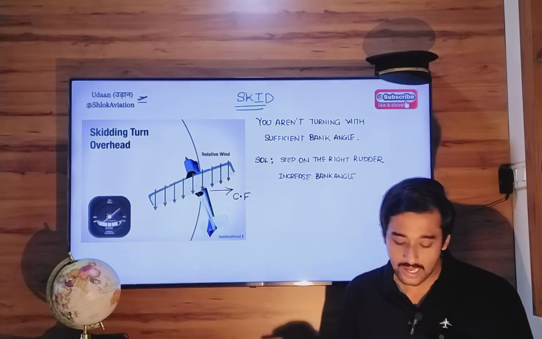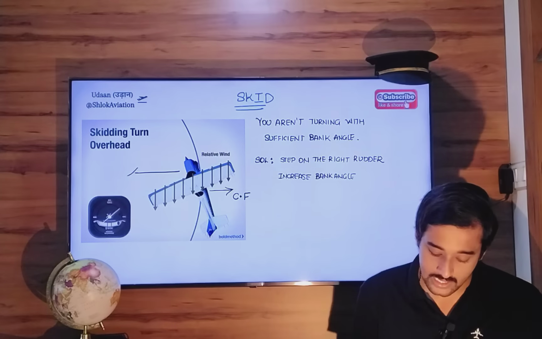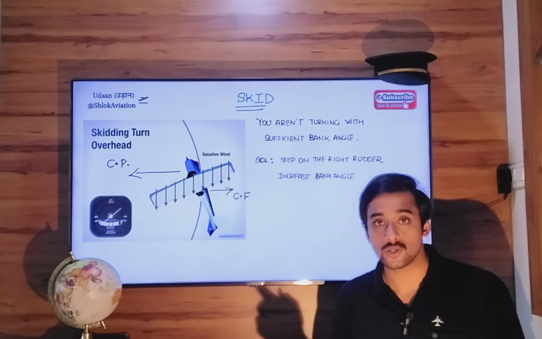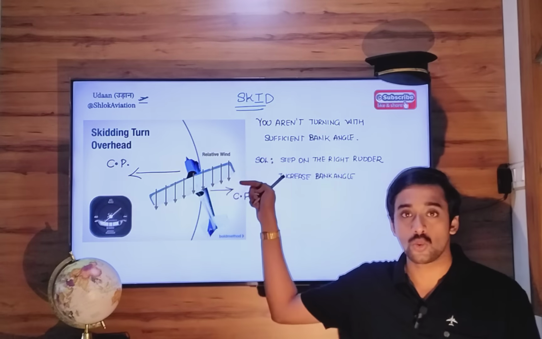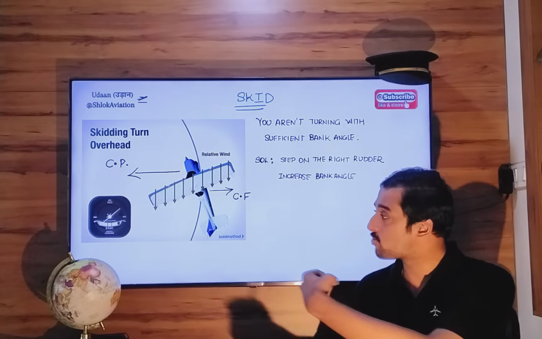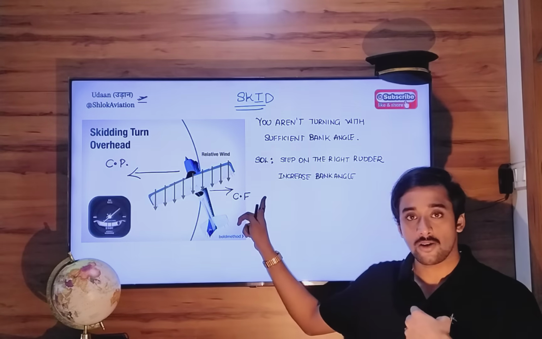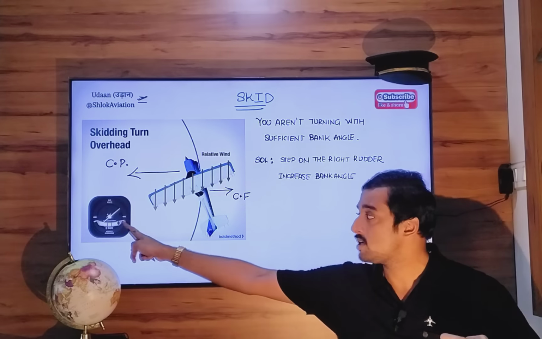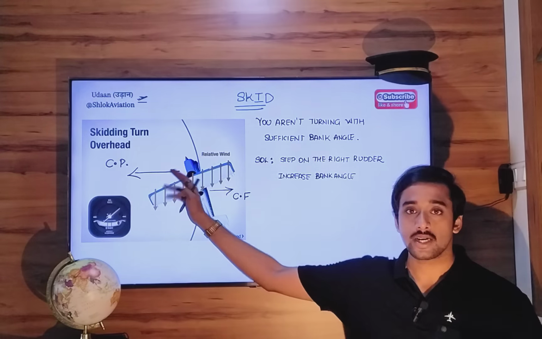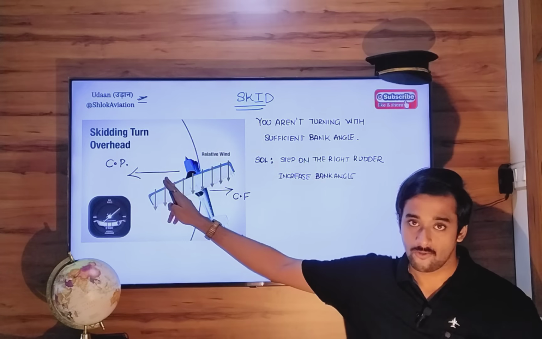When you increase your bank angle, you are nothing but increasing the centripetal force of your aircraft. Centripetal force is the inward force towards the center of the circle. So this centripetal force will pull this ball out, which is outside of the turn, towards the inside of the turn. So the ball will automatically move from right hand side to the center under the influence of centripetal force.